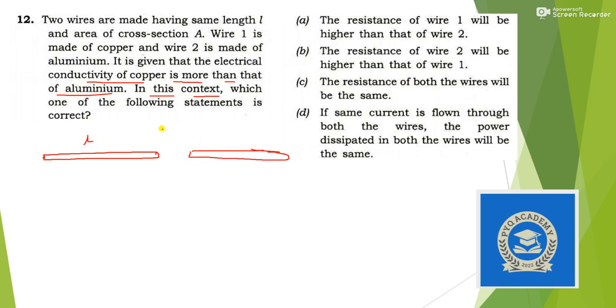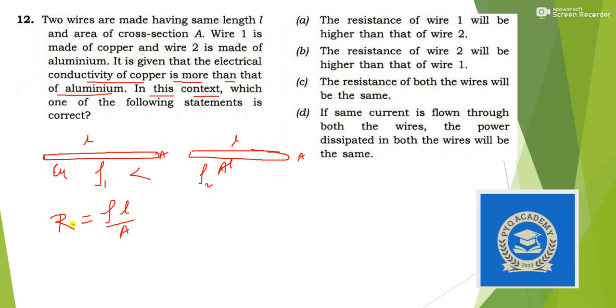Dimensions are same, having length L, area of cross section A, but the material is different, it is of copper and it is of aluminium. That means resistivity will be different. So we know that copper is a good conductor, that means the resistivity of, let's take 1 and 2, will be less than 2. Now we know that resistance is equal to rho L by A.